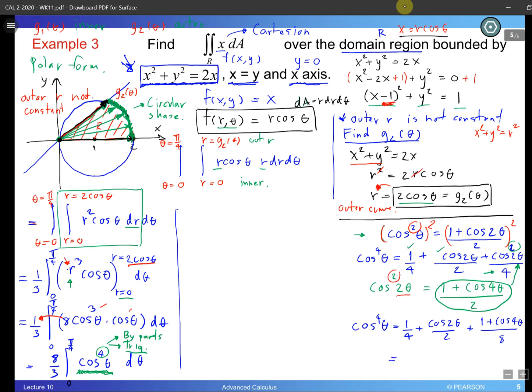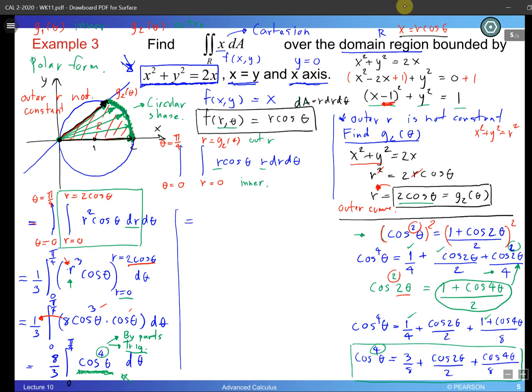I am going to combine the constant 1 over 4 and 1 over 8, so it's going to be 3 over 8 plus cosine 2 theta over 2, plus cosine of 4 theta divided by 8, and that's equal to cosine of theta to the 4th. Now I am going to put all that I have right here into this right here, cosine theta to the 4th. So let's do that over here.